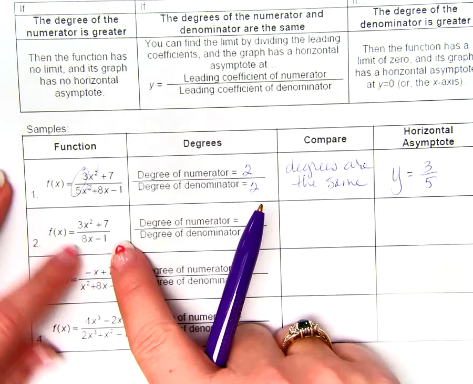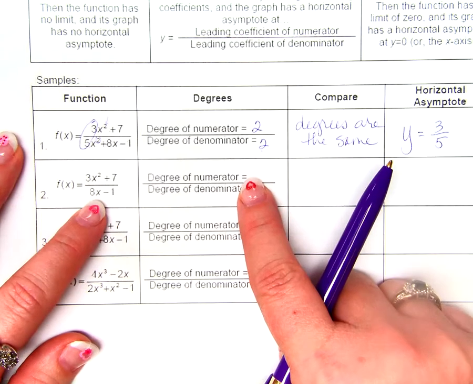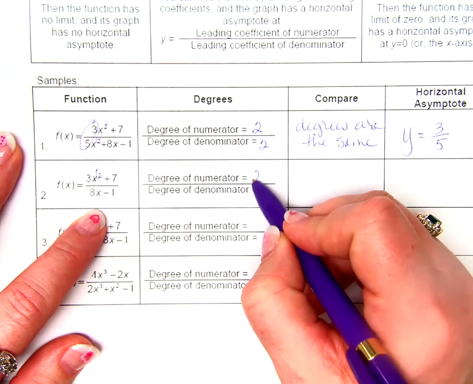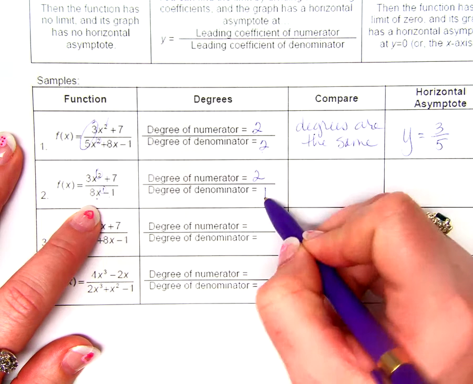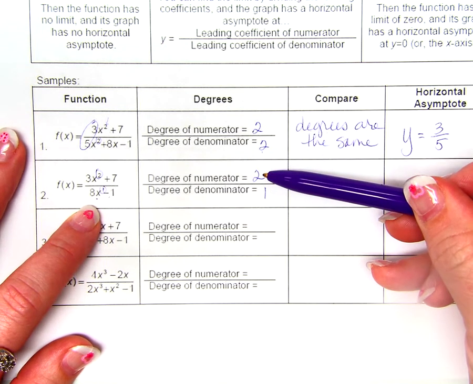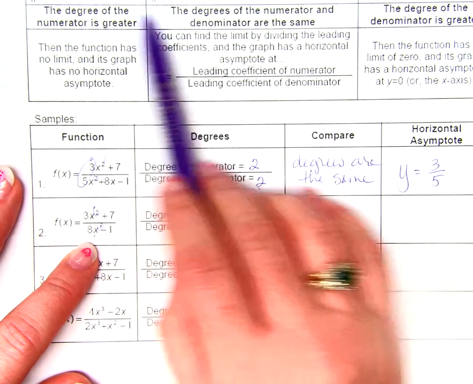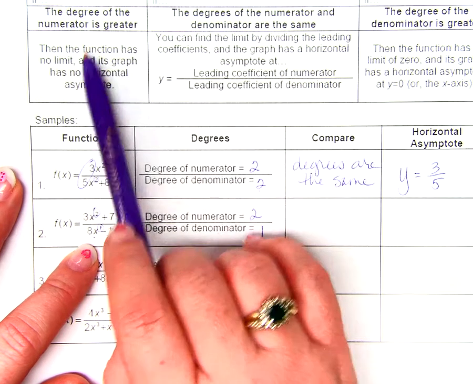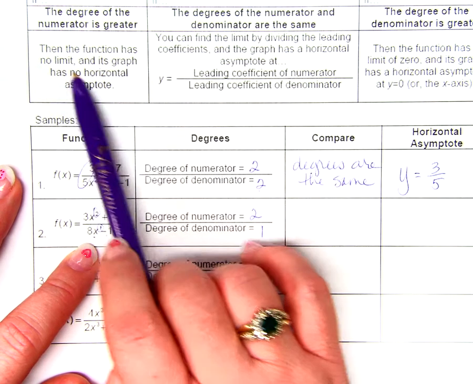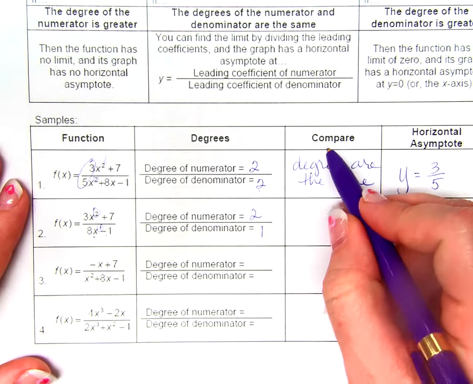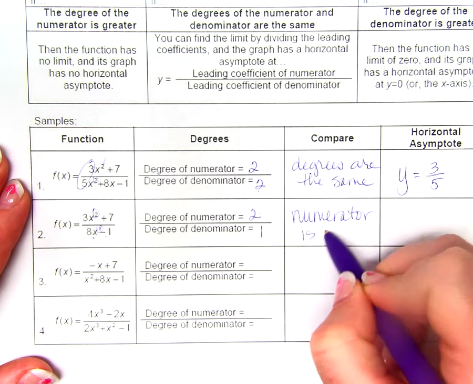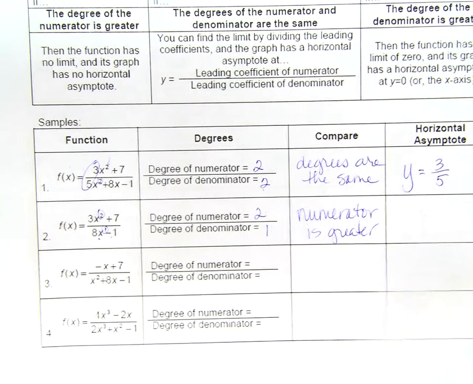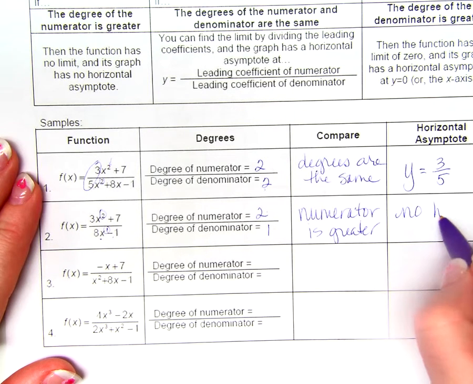Okay? Look at number 2. What's the degree of the numerator? Highest exponent is 2. Look at the degree of the denominator. Highest exponent is 1. So in this case, the degree of the numerator is greater than the degree of the denominator. So if the degree of the numerator is greater, then the function has no limit, so it has no asymptote. Okay? So compare them. Numerator is greater. So we have no horizontal asymptote.